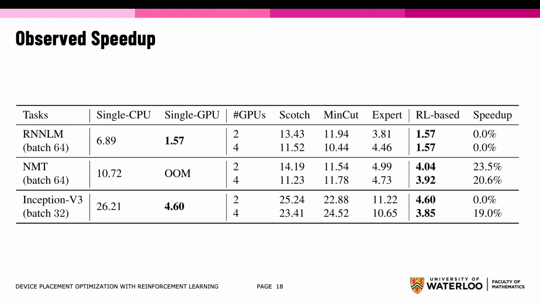Now, in the last row, for Inception v3 with batch size 32, again, other than the RL-based method, the ideal is to use single GPU with an execution time of 4.60 for both 2 and 4 GPUs. In the case of 2 GPUs, the RL-based method discovers that it is actually optimal to put the entire model on one GPU instead of using both. But when we have 4 GPUs, then it actually makes sense to distribute it across 4 GPUs, and in which case, we observe a 19% improvement.